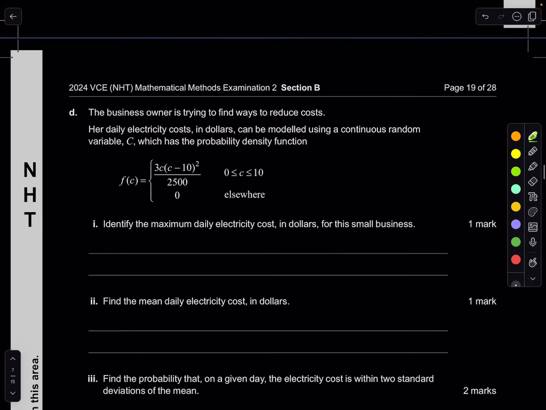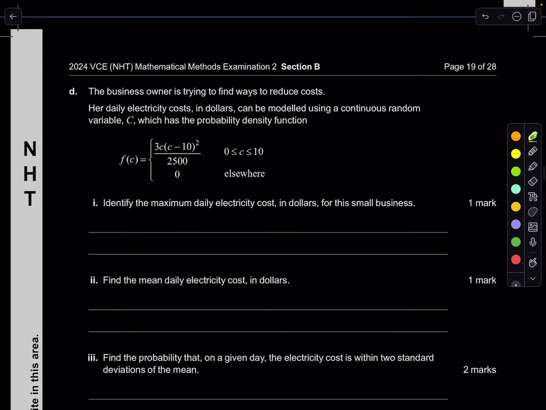Next question, D. The business owner is trying to find ways to reduce costs. Her daily electricity costs in dollars can be modeled using a continuous random variable C, which has the probability density function. Identify the maximum daily electricity cost in dollars for this small business. Easy, isn't it just 10?